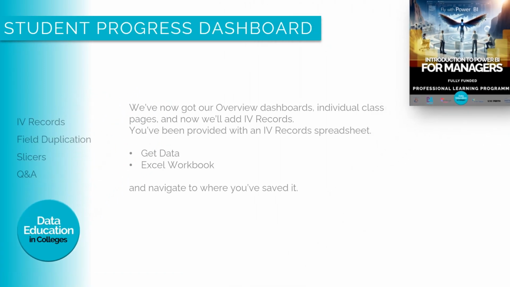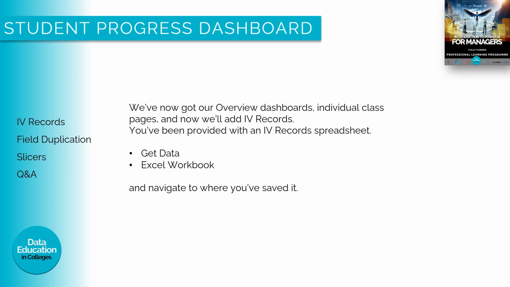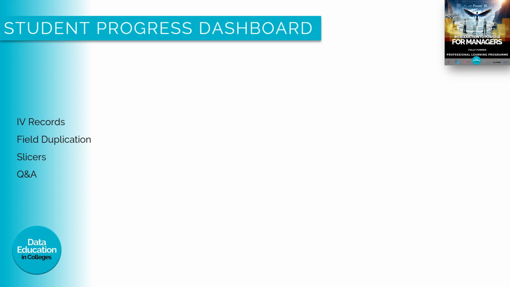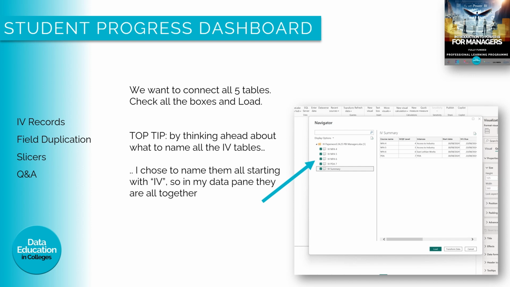So now we've got the overview dashboard, we'll add the IV records. You've been given the starter file, so get data, Excel workbook and find where it is. Now we want to load all 5 tables, so check them all and load them in. As I say, I thought ahead on the planning, it makes sense to name them all IV, then they all end up in the one place.